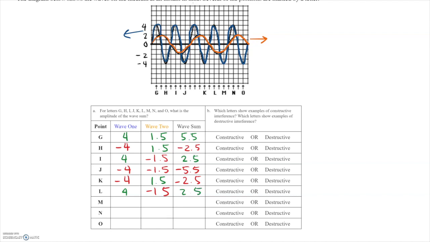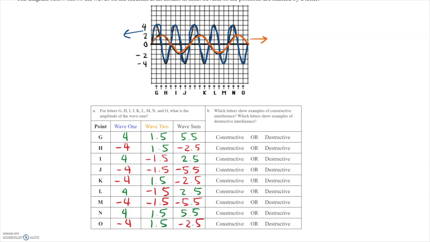At M, wave 1 has an amplitude of negative 4. Wave 2 should have had an amplitude of negative 1.5. Adding these two values together would give us a negative 5.5. At N, wave 1 would have an amplitude of 4, while wave 2 had an amplitude of 1.5. Adding those together would give us 5.5. And then finally at O, wave 1 has an amplitude of negative 4, and wave 2 has an amplitude of 1.5. Adding these two things together would give us a negative 2.5.